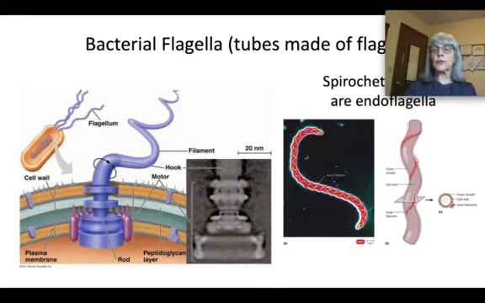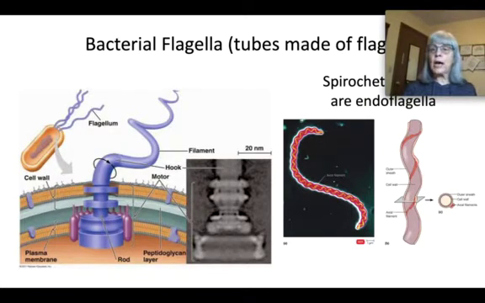Now, how it works, to put it simply, is that it's kind of like an outboard motor on a boat. You've got the engine part, which would be the part that's embedded in the bacterial cell. And then you have the propellers, which would be that long tail, the flagellum. It's the one that rotates, okay? And it can go either clockwise or counterclockwise.